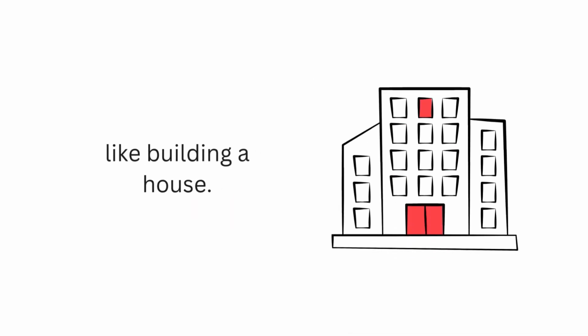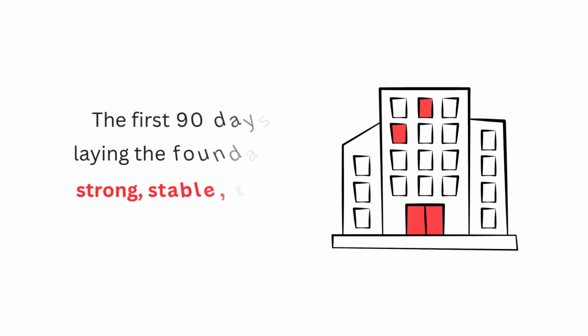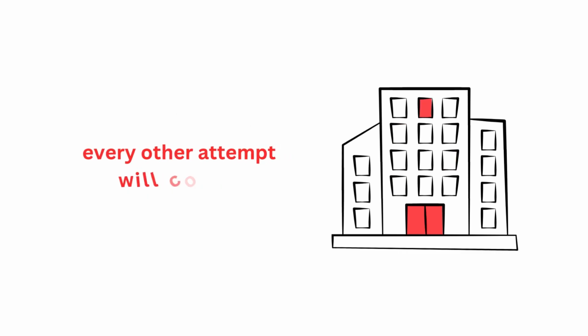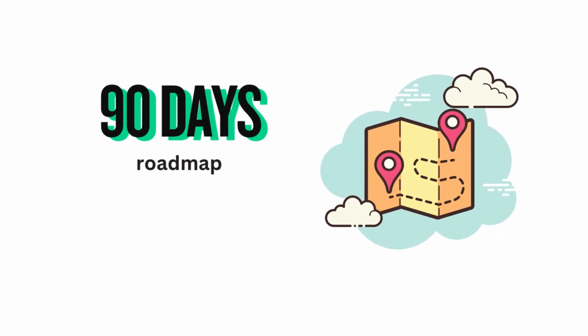Think of it like building a house. The first 90 days, you're laying the foundation, strong, stable, ready for growth. Without that, every other attempt will collapse. Now let's talk about the 3 phases of this 90-day roadmap.